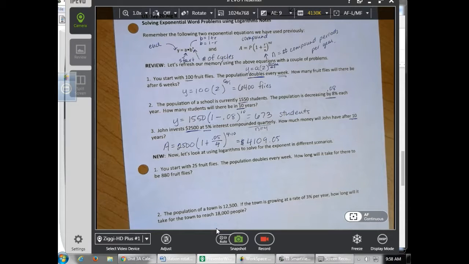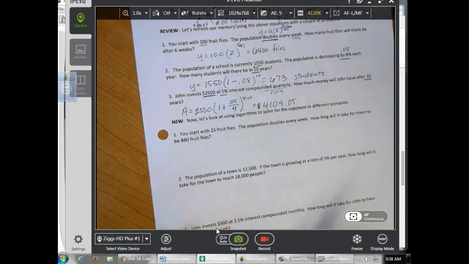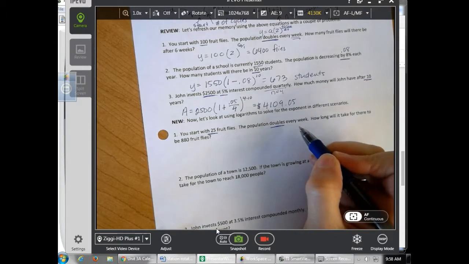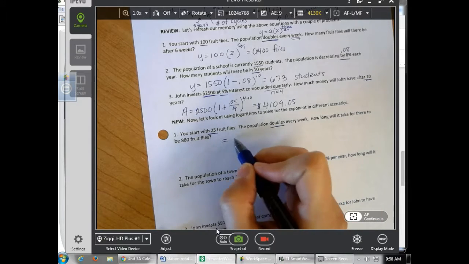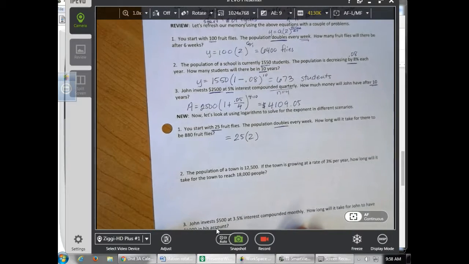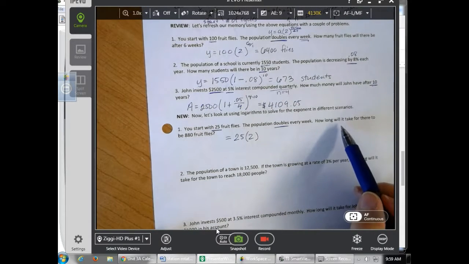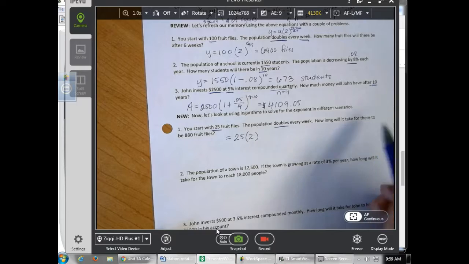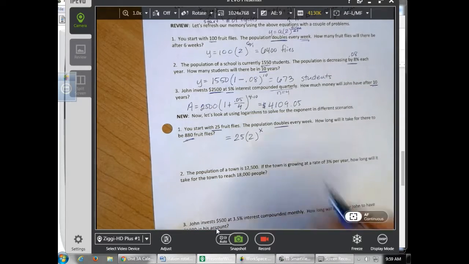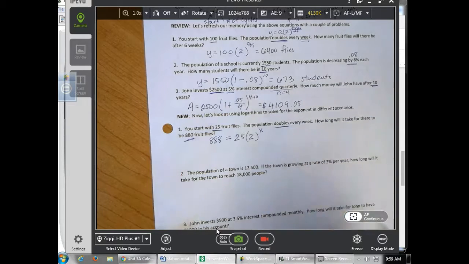And all we're adding today is now we can solve for the time using our logs. So it's very, very similar to what we've been doing. You'll see in a minute how it is a little bit different. So you start with 25 fruit flies. The population doubles. So I kind of know what I have so far. So I'm starting with 25. I have a doubling scenario. And I want to know how long it will take for there to be 880 fruit flies. So I'm solving for this x right there, and I'm going to end up with 880.